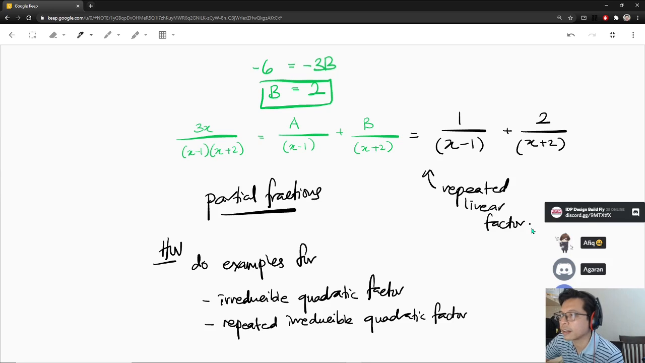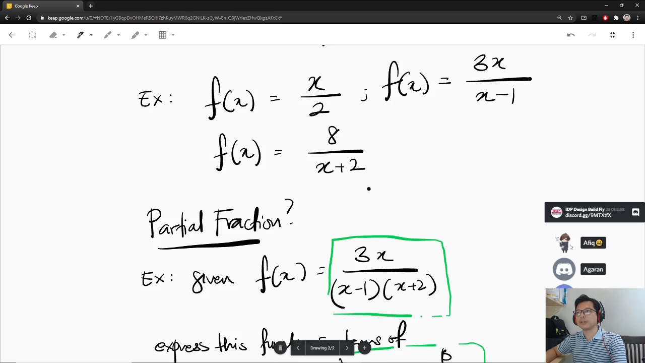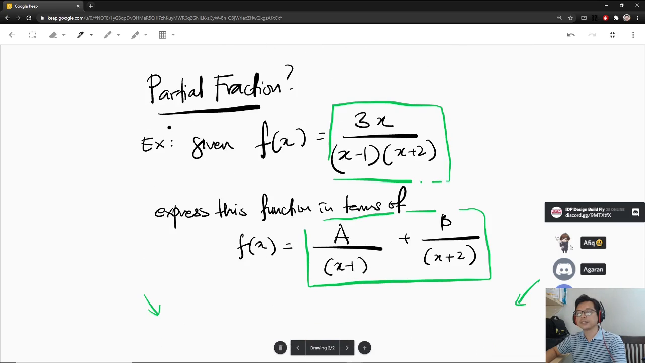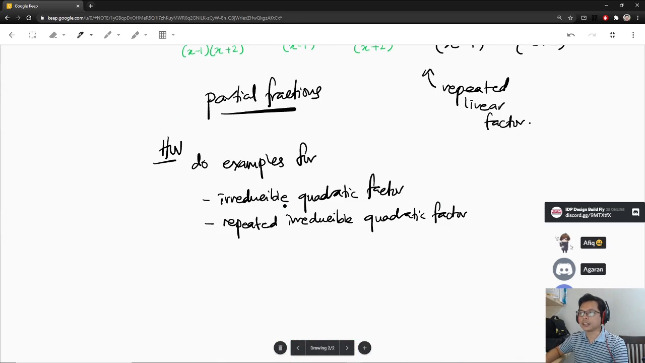So that's it. For rational functions, usually if you see this, the problem that is related to it is how to find partial fractions. That's it. I gave you one example already, and then you need to find the other two. Do it. You can look at the textbook, or you can find it on Google.